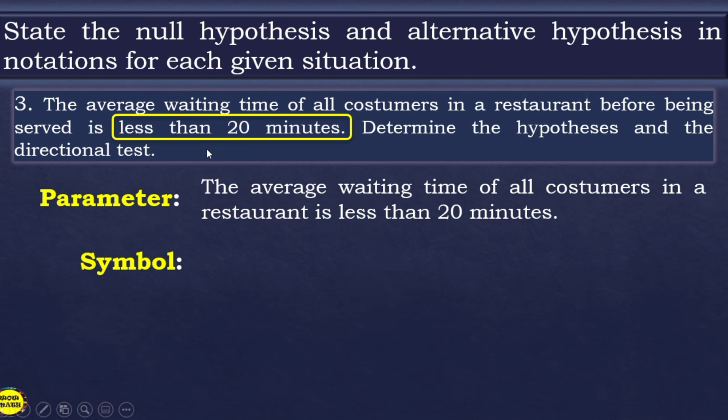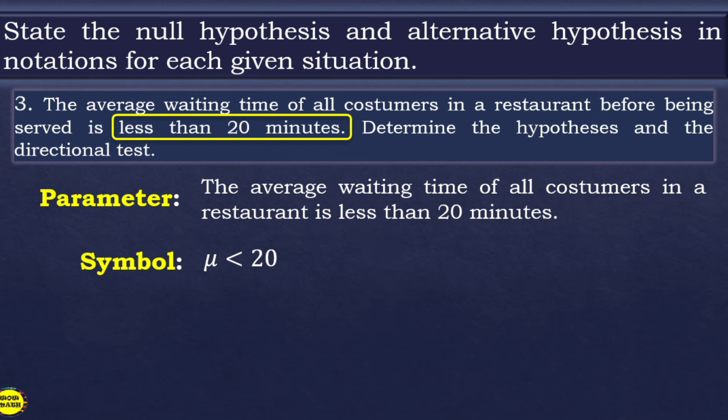Kapag translate natin into symbol, since yung claim natin ay less than, so anong symbol yung gagamitin natin? So, yung symbol natin na gagamitin is ito. Okay? So, yung population mean natin is less than 20 minutes. So, saan magfo-fall itong parameter natin? Nasa null hypothesis ba or sa alternative hypothesis? Since less than yung claim natin, pag less than, magfo-fall siya under sa alternative hypothesis.